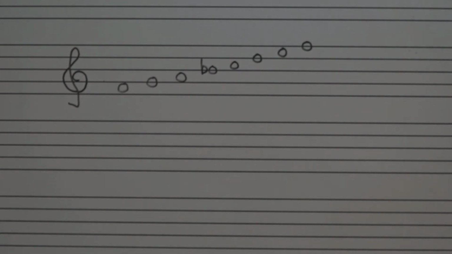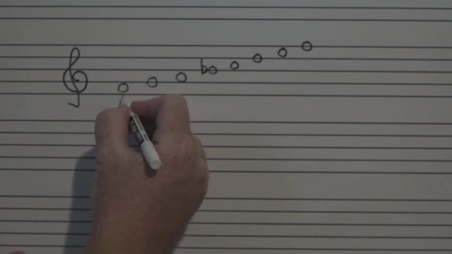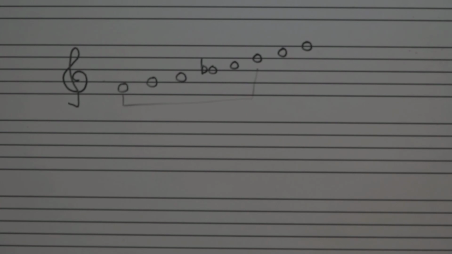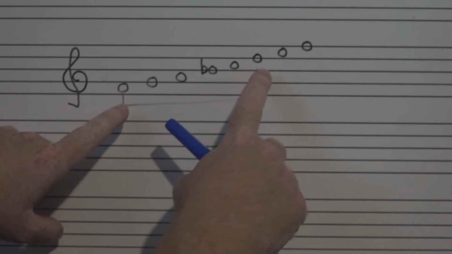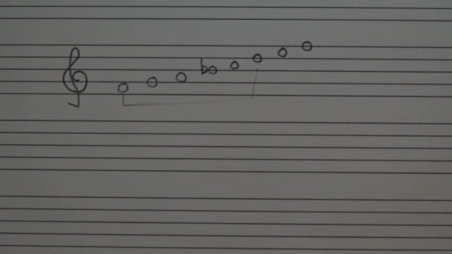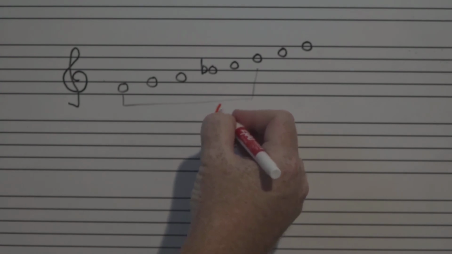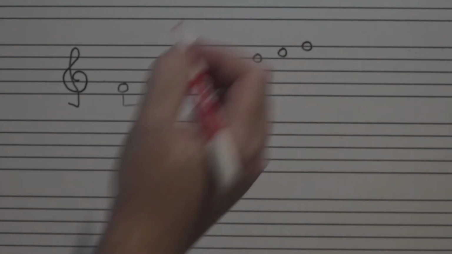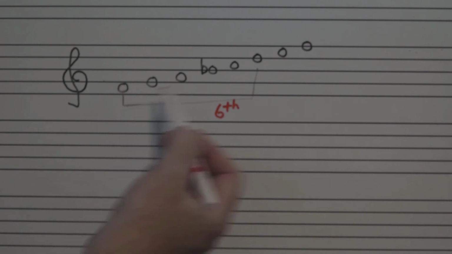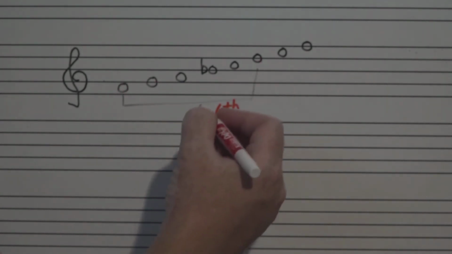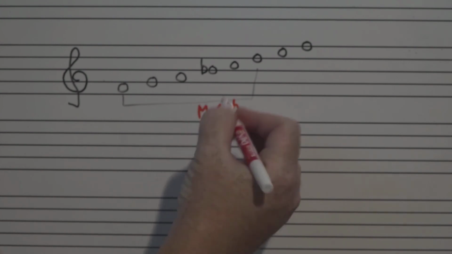And let's start with F to D. First, we need to figure out the interval size. Unison, second, third, fourth, fifth, sixth. That will be a sixth. And if that's a sixth, and this D is in that F major scale, then it will be major.